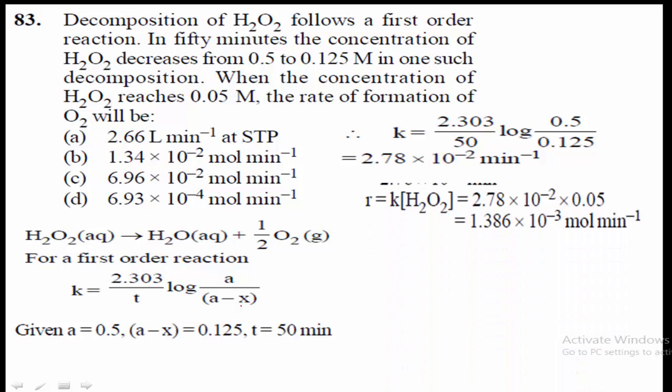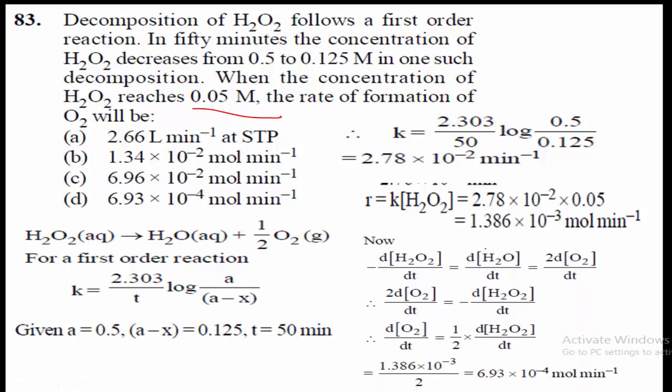Now, rate can be given as R is equal to K into concentration of H2O2. Rate of the reaction is equal to K into H2O2, and K is rate constant, and you have already determined the value of K, that is 2.78 into 10 raised to minus 2. Substitute that value, and concentration of H2O2 is already given, that is 0.05 M. Substitute that value also. It will give 1.386 into 10 raised to minus 3 mole per minute.